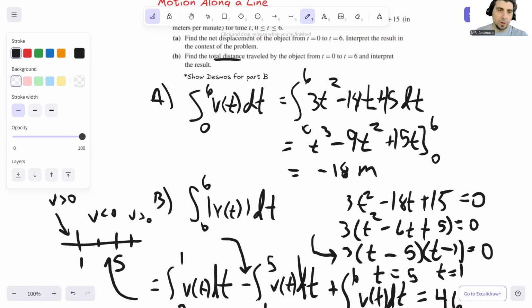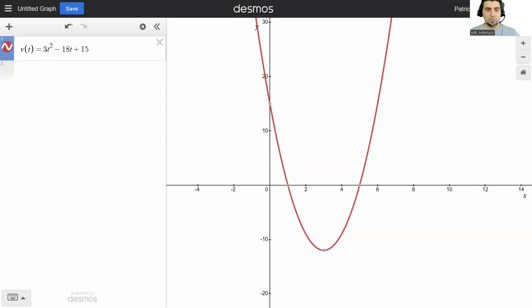So let me bring that up for you. Okay, so we have our velocity function graph. Notice it's a parabola, but when we looked at it on the interval 1 to 6, we noticed that from 0 to 1, the velocity was positive. Then from 1 to 5, the velocity was negative. And then from 5 to 6, the velocity was positive.